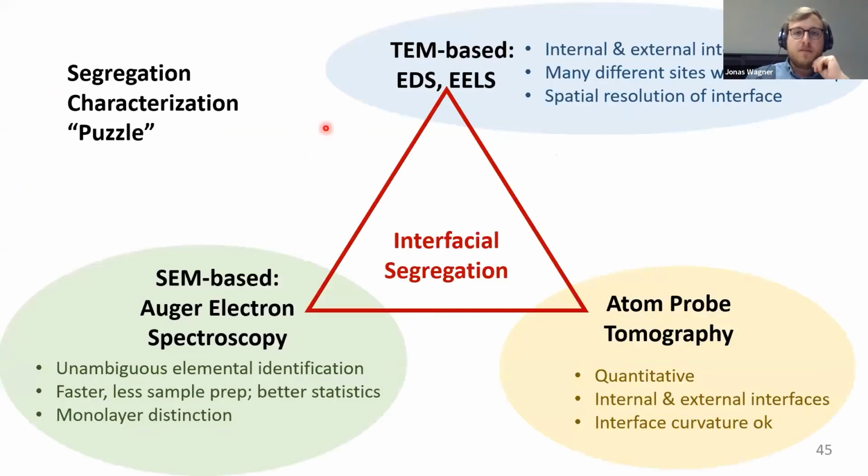So finally, what does atom probe contribute? It is inherently quantitative. It gives me access to internal and external interfaces. And it also has tools to deal with interface curvature within our sample, right? The one thing that TEM couldn't do for us. So this is the overview of the three techniques. I hope it was helpful to you, to your own journey in the world of interface analysis.